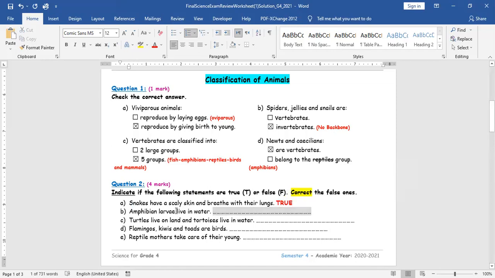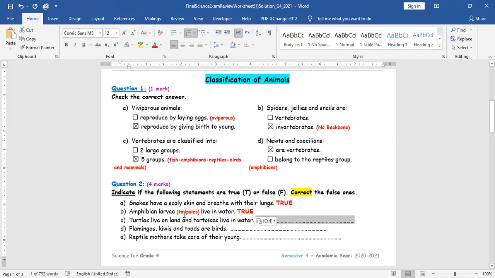Amphibian larvae, called also tadpoles, live in water. What do you think? Amphibians lay eggs in water and tadpoles hatch out of the eggs and they live in water. Yes, since they use their fins to swim, sorry. So they have fins to swim and gills to breathe.